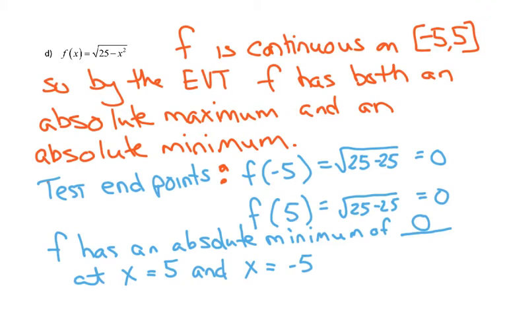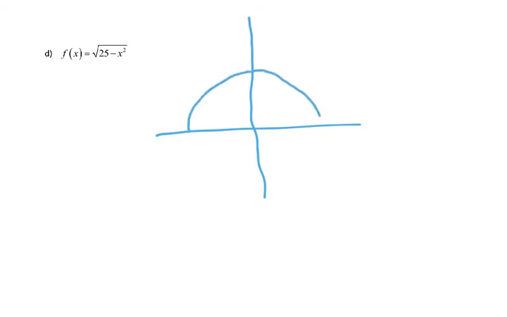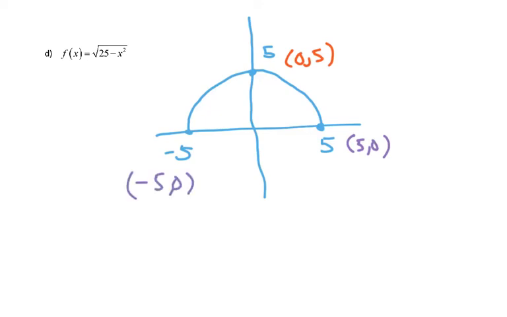Now, it really is helpful if you remember what the graph of this function looks like once you realize that it's a semicircle. You hardly even need the derivative. You know this goes through y equals 5. So there's our absolute maximum at 0, 5. And here are our minimums. And there we go. And I think that's it.